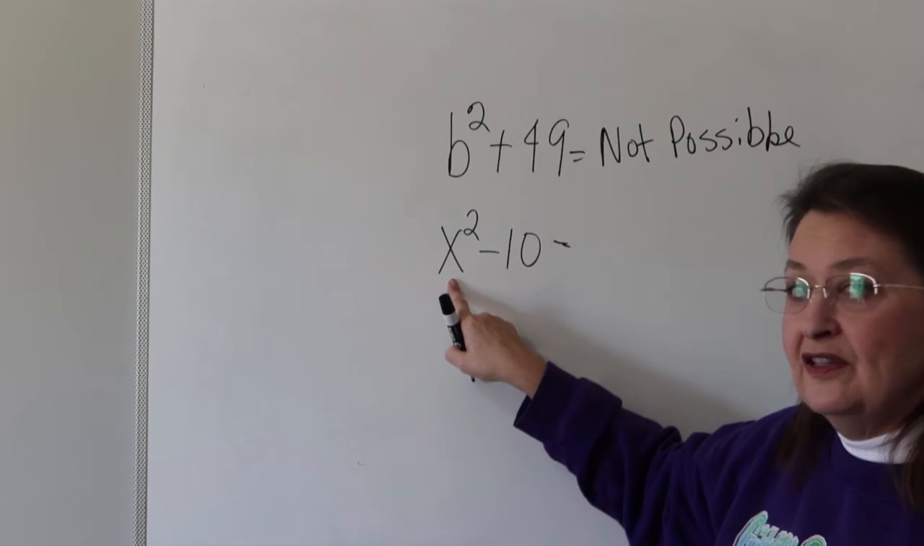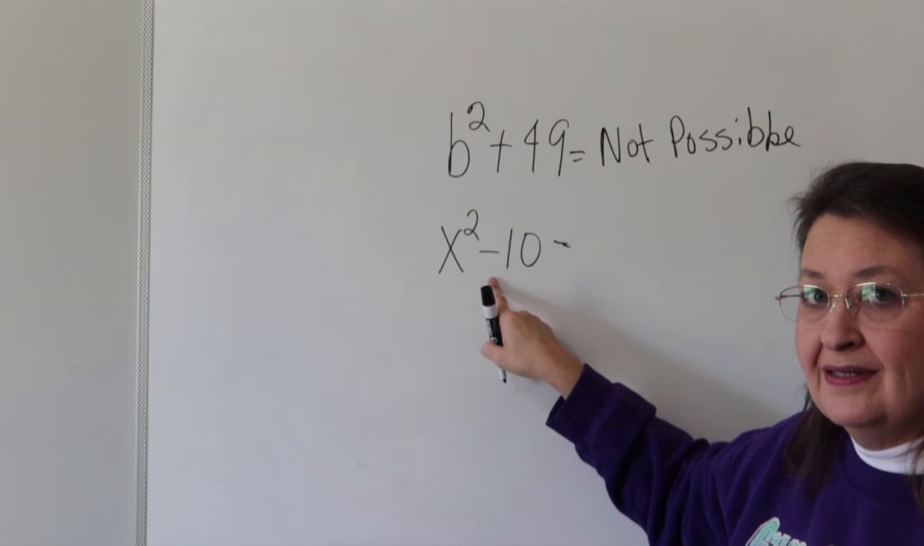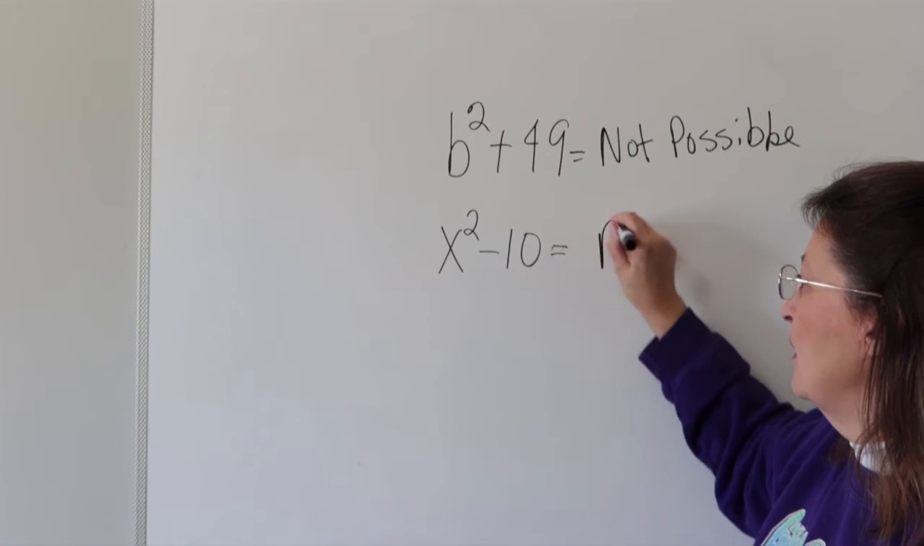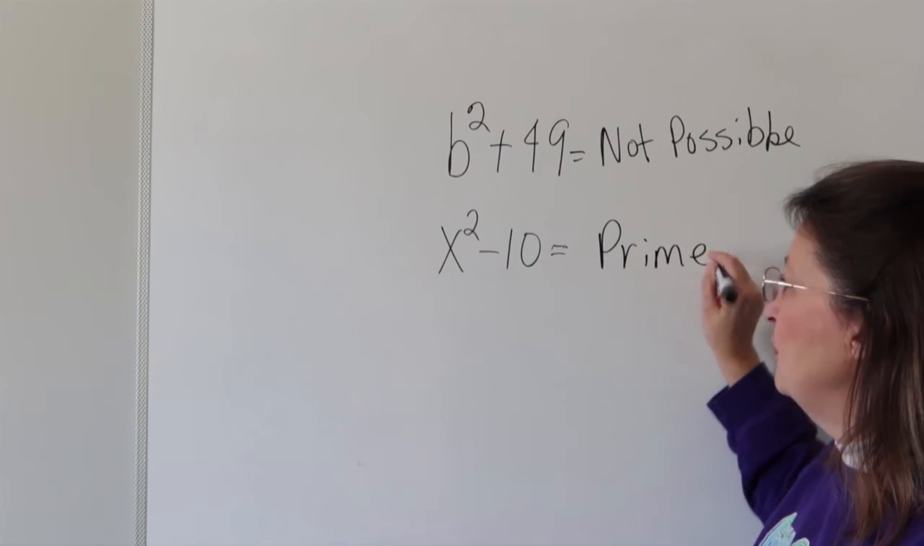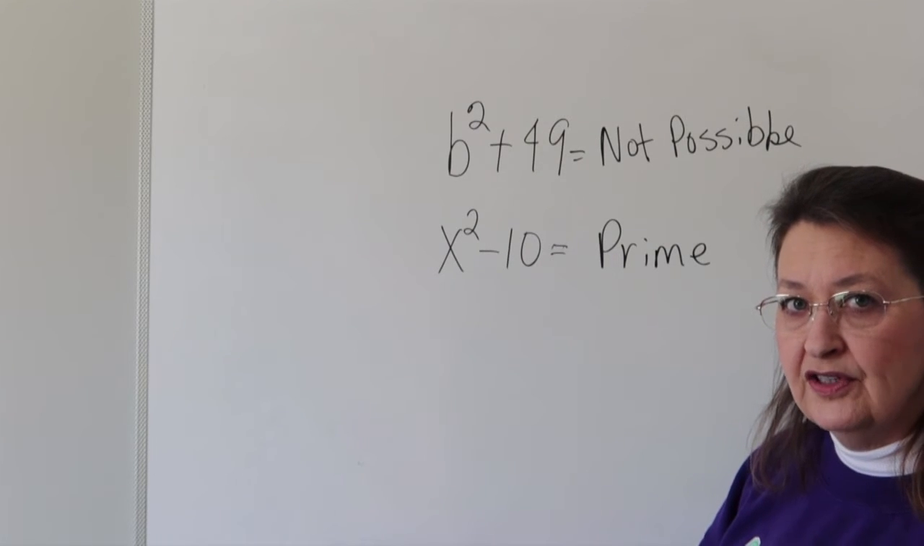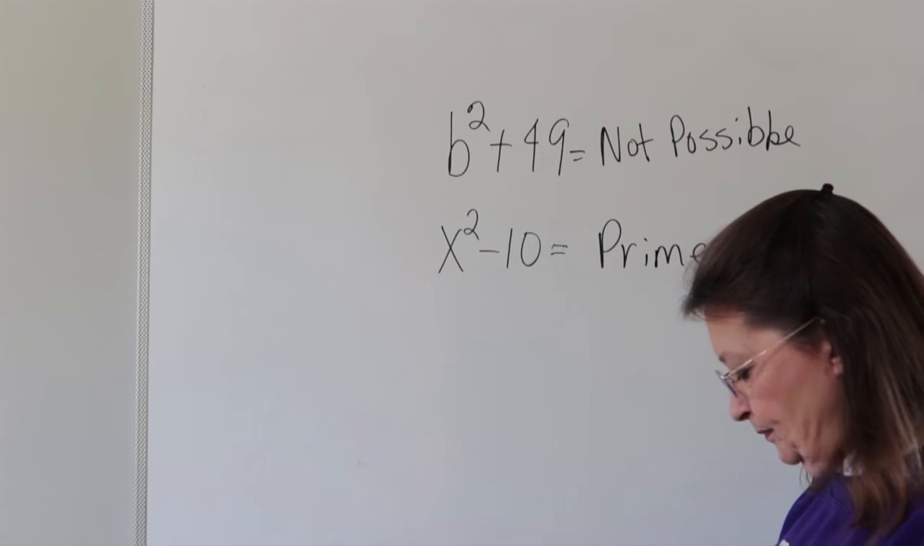Okay? This one has a perfect square. It does have a minus sign, but 10 is not a perfect square. So once again, you're just going to put prime, not possible, can't factor. Okay? Alright, just a couple more and you'll have this.